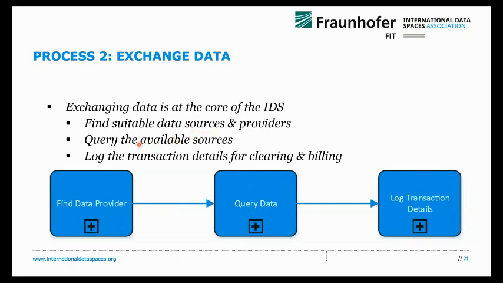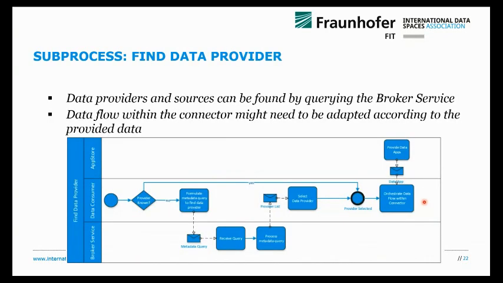The thing we are doing in the IDS is because we want to exchange data. And we have three basic steps in this data exchange process. On the one hand, we need to first find a data provider. That will be done by using a broker service, as we'll see. Then we will query for data and also get the result of this query. And we also need to log the transaction details with a clearinghouse, for example.